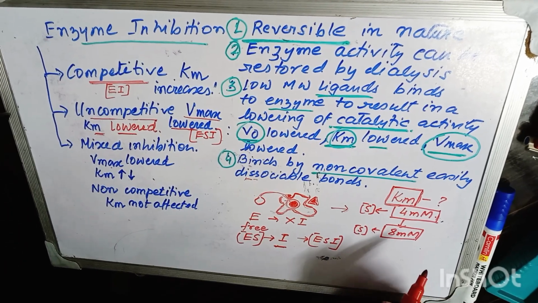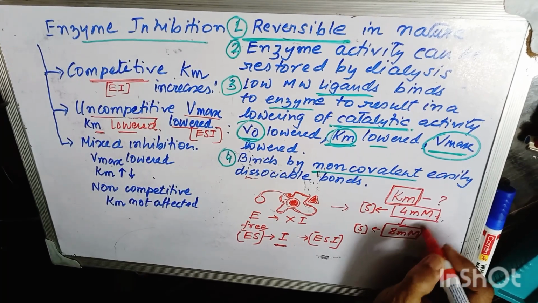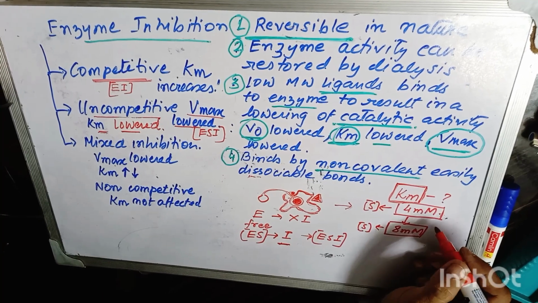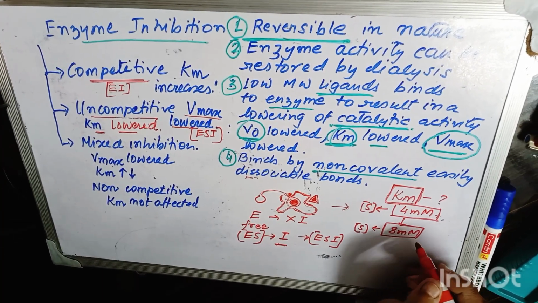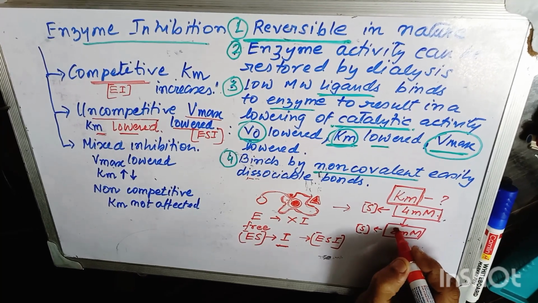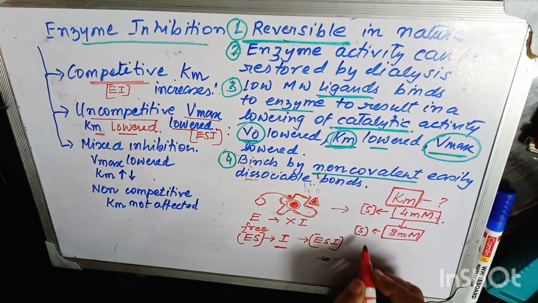So when the Km value increases, we say that the substrate affinity has decreased. Why? Because with the increase in the Km value, now 8 millimole of substrate is required to attain half Vmax.